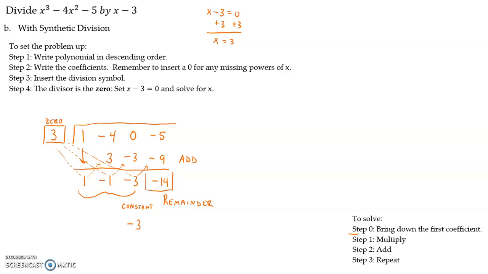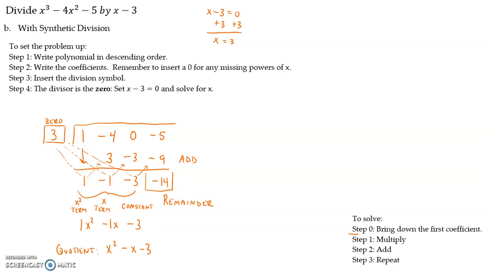Negative 1 here is the coefficient in front of your x term. So we're going to have a negative 1x. And then this positive 1 here is actually in front of your x squared term. So you'll have a positive 1 x squared. Okay, and this is the polynomial that becomes your quotient. So we've got x squared minus x minus 3, and our remainder was the negative 14.